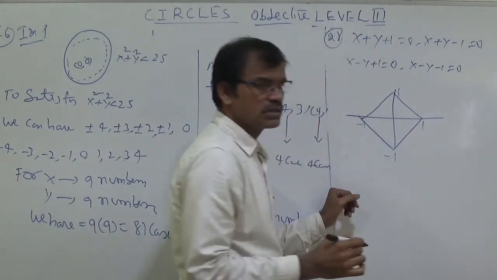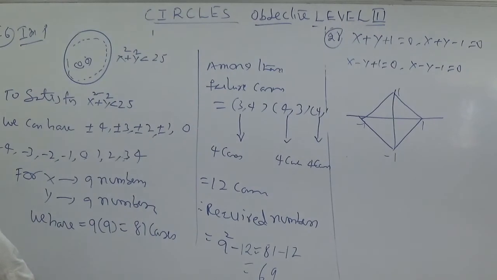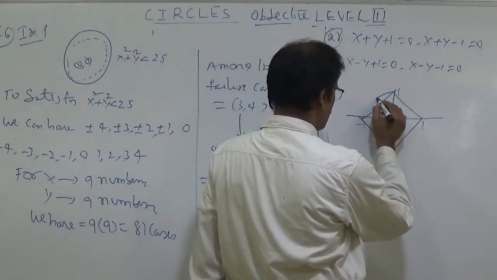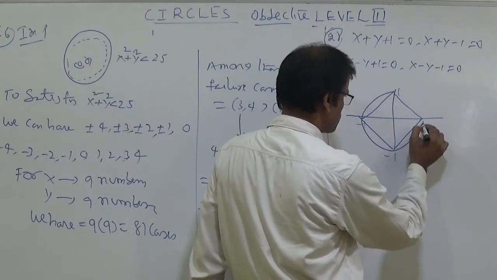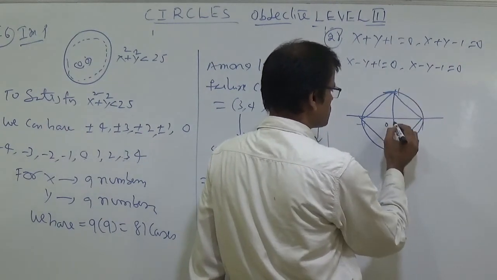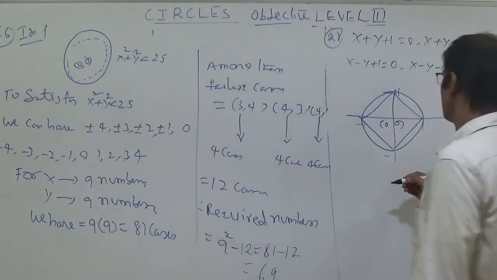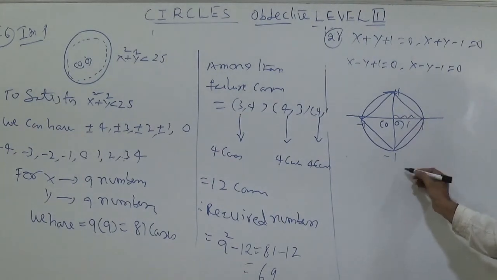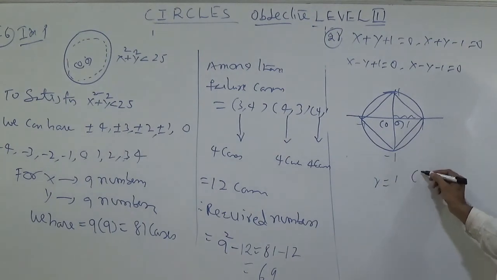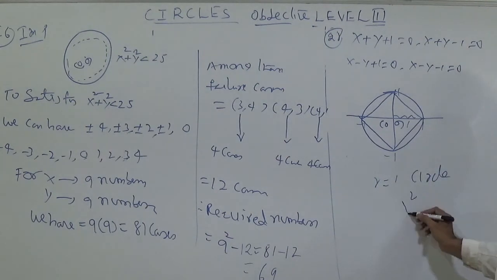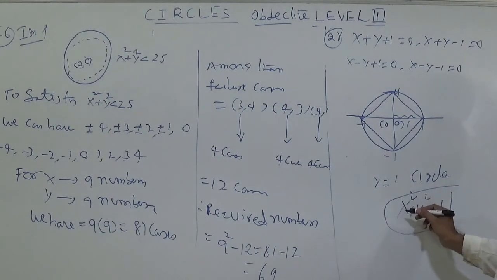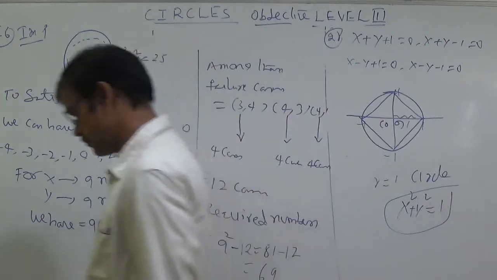Now he is asking for the circumcircle, the equation of the circumcircle of the quadrilateral of the 4 lines, the circle which touches all the 4 vertices. This is the center 0, 0. From the center to any point on the circle is called the radius. Directly you can say r is equal to 1. So the center is 0, 0, the point of intersection of the coordinate axes. So the circumcircle is x square plus y square is equal to 1.